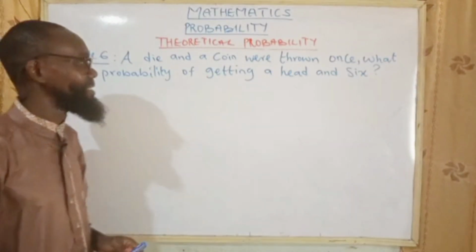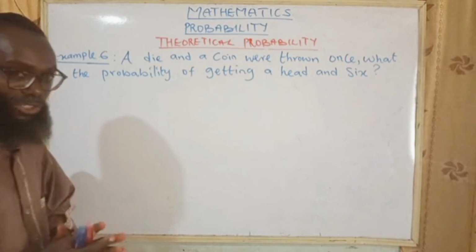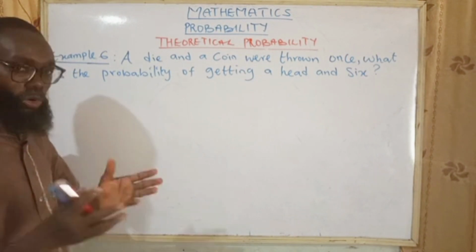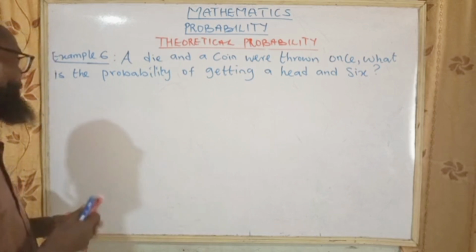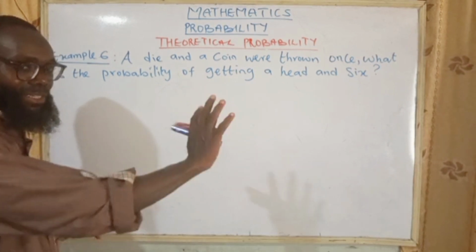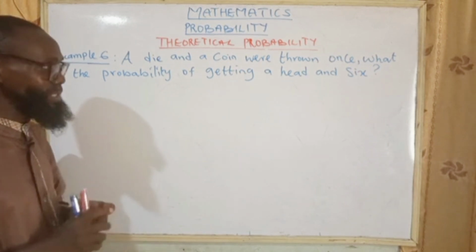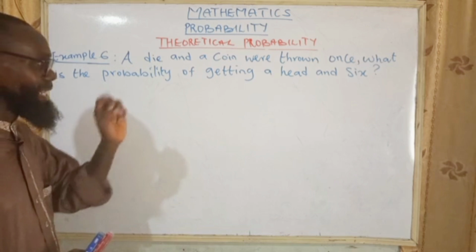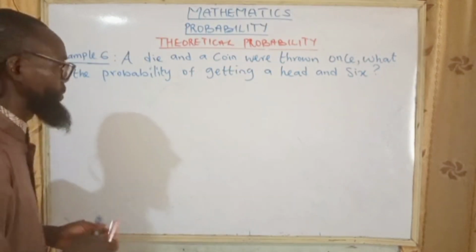Example 6. And this is going to be the last example for this class. A die and a coin were thrown once. What is the probability of getting a head and 6? We have a die. I know a die has how many faces? A die has 6 faces. And a coin has just 2 faces.